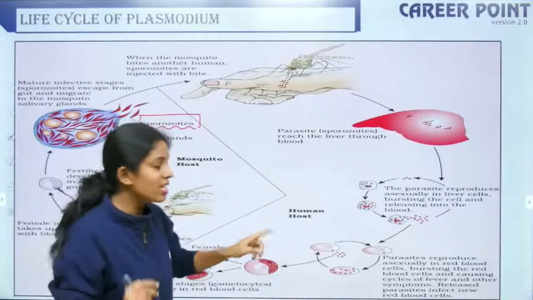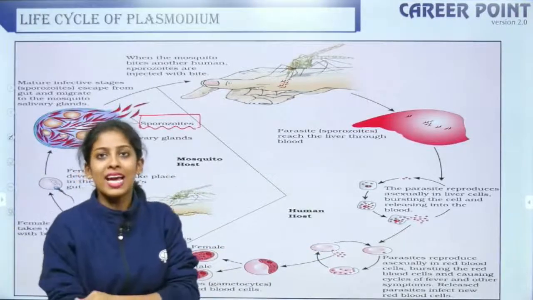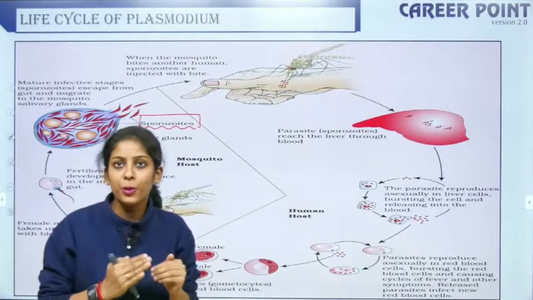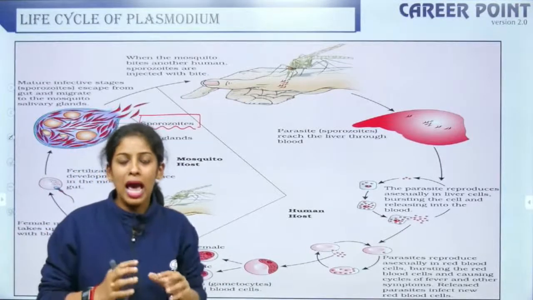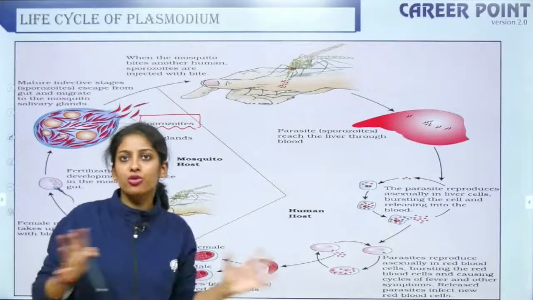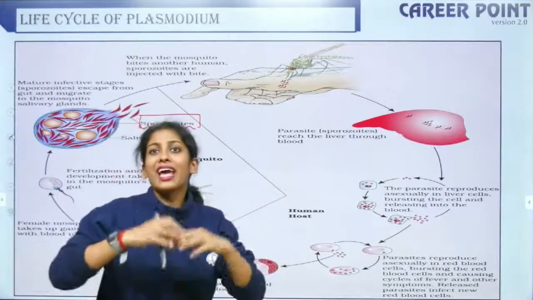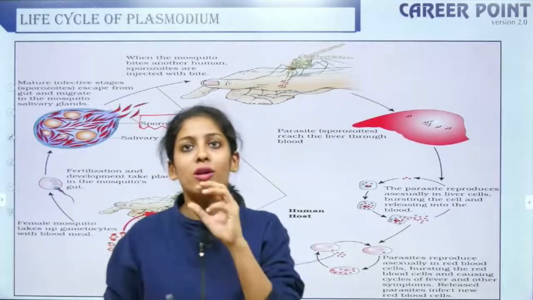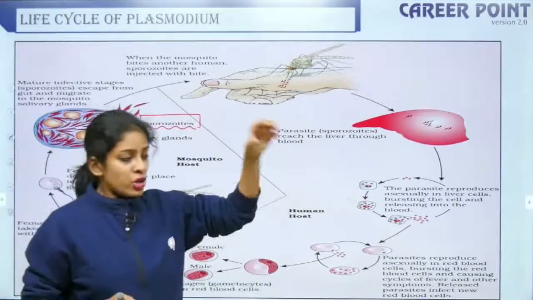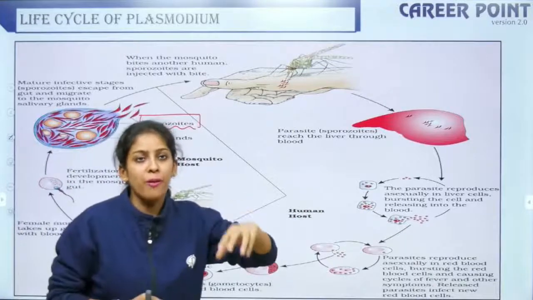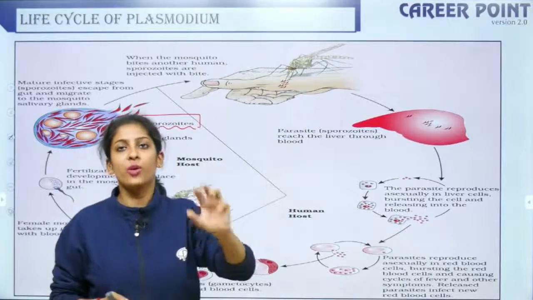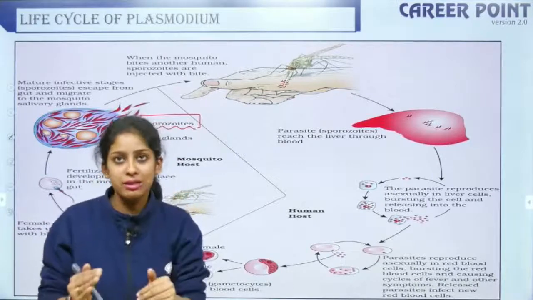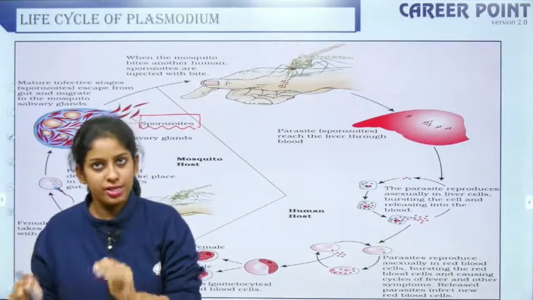So it enters the RBC. Once it enters the RBC and it multiplies and multiplies and it produces its gametes, what happens is that the RBC begins to rupture. It cannot tolerate it anymore. When the RBC ruptures, a particular toxin called hemozoin comes out. So when this rupture happens and the toxin is released, that is when you have malarial fevers, and this malarial fever can be intermittent. It is not continuous, right?